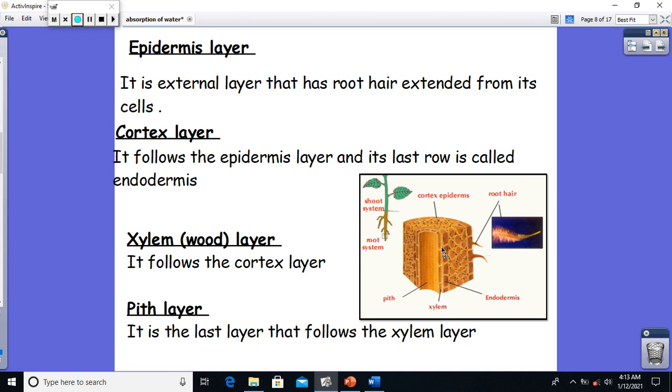And the inner and last layer is called the pith. So the pith is the last and inner layer in the root. So we have here four layers in the root: the epidermis layer, the cortex layer, the xylem layer, and the pith layer. The epidermis layer is the external layer where the root hair extends from it. The next layer is the cortex layer, the third layer is the xylem, and the last and inner layer is called the pith layer.